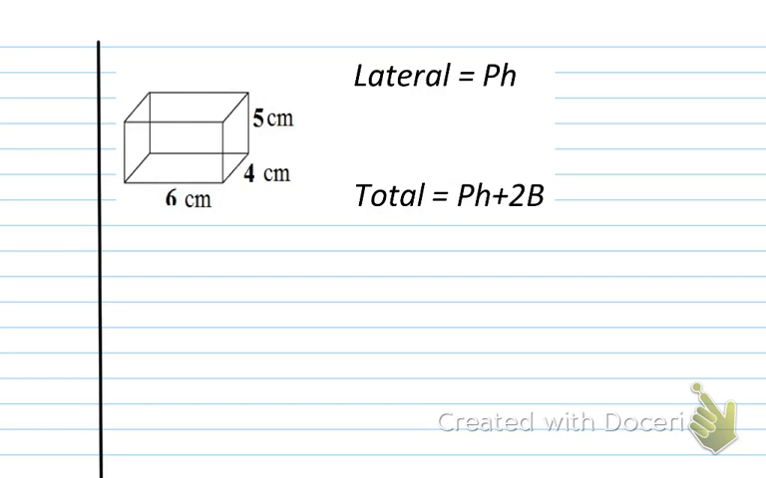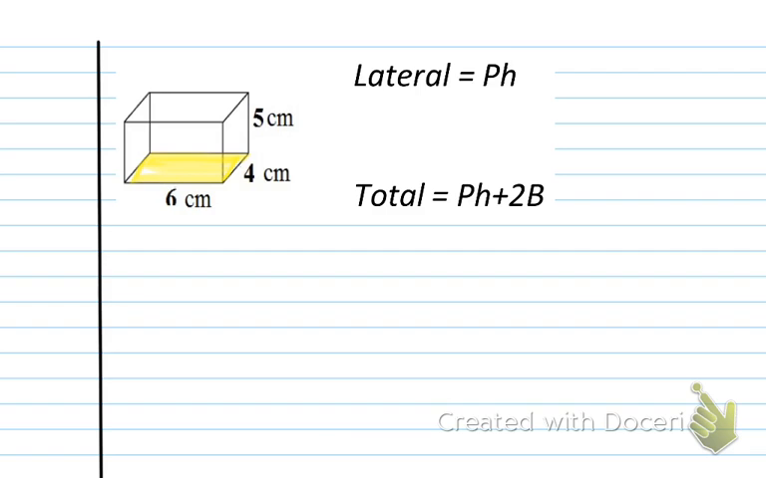Let's start with this one. We're going to find the lateral surface area and the total surface area. Okay, and so let's first start with our lateral surface area, and our formula is capital PH. Remember, capital P is the perimeter of the base, and the base here is going to be this part right here, right? This is the base.